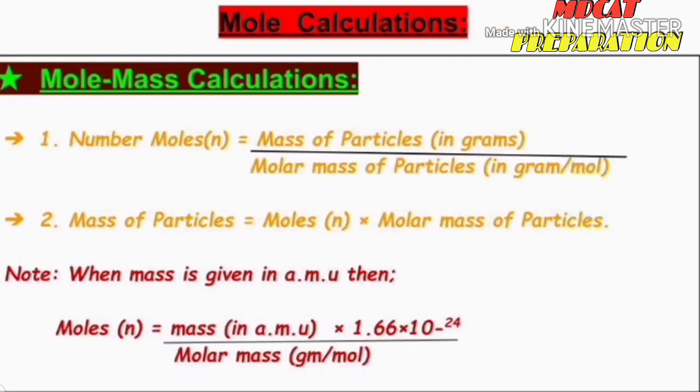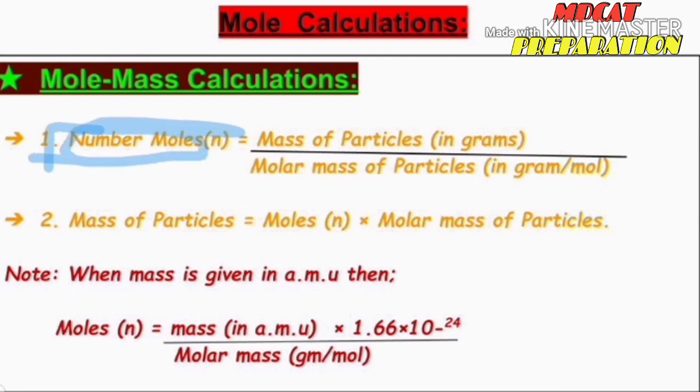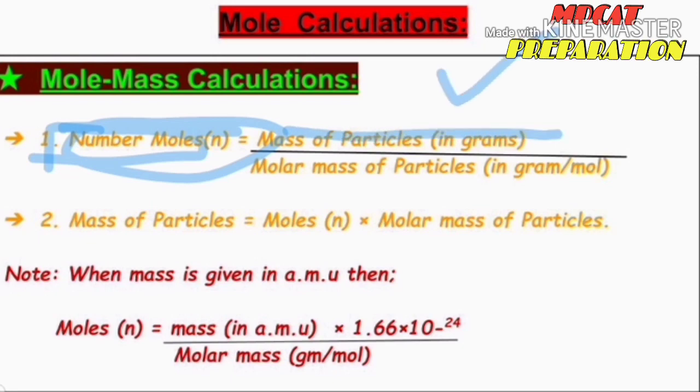What is mole calculation? There are 3 types of mole calculation. One is mole mass calculation, second is mole particle calculation, third is mole volume calculation. Number of moles: if number of moles is required and number of particles is given, then molar mass is also a constant number, so we can easily find out the number of moles.